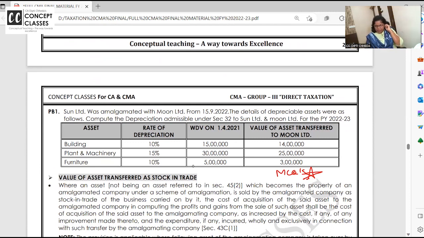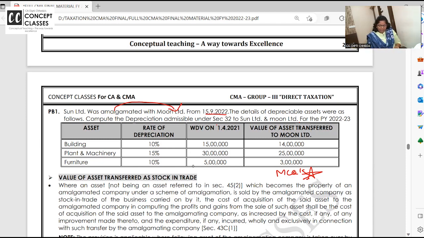Sun Limited was amalgamated with Moon Limited on 15th of September. The details of the depreciable asset are given. So from 15th, whose asset does this become? Moon's, because Sun is amalgamated with Moon. Compute the depreciation under section 32 for Sun Limited and Moon Limited. After that, both the companies have amalgamated. Amalgamation's layman's name is merger.